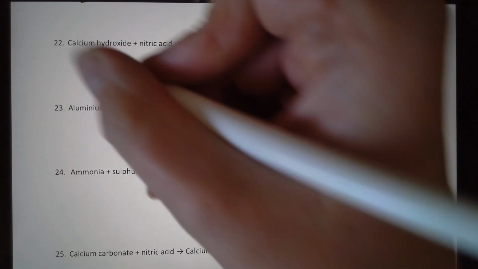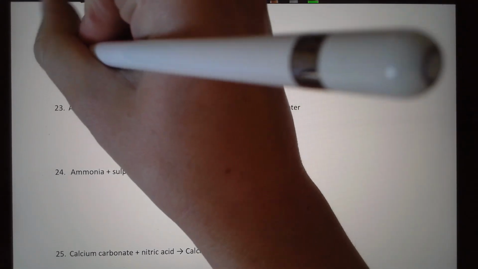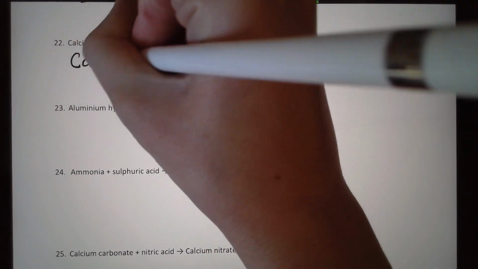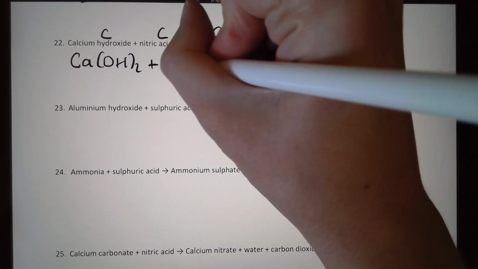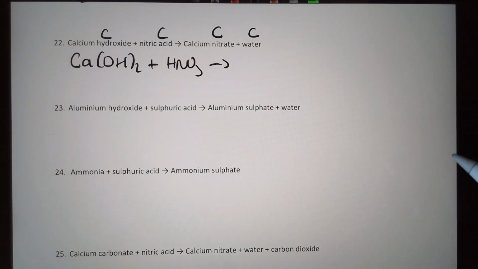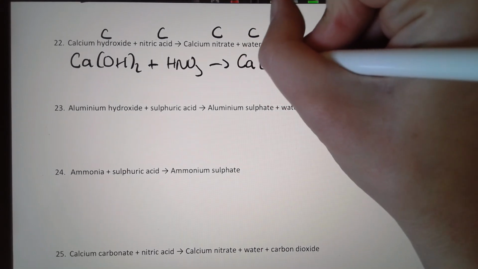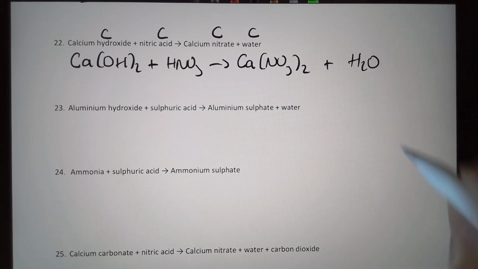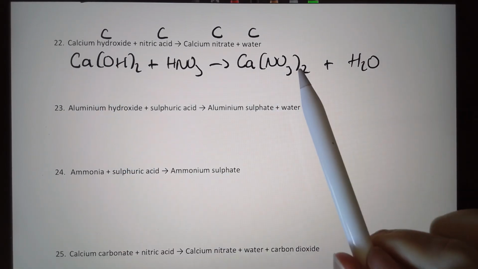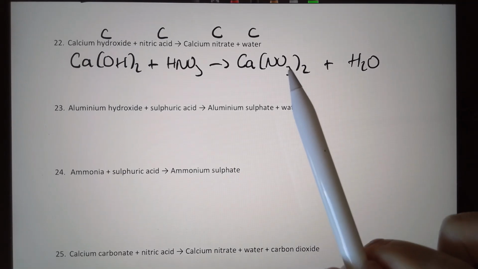Next up, calcium hydroxide. So I've got compound, compound, compound, compound. Calcium hydroxide, Ca(OH)2. I'm using charges to work that out. Nitric acid, I need to know it, HNO3. Calcium nitrate, I'm going to work that out using charges. I'm going to get Ca(NO3), and there are 2 of them. And water, H2O. If you don't know how I'm working out these formulae, please go back and watch a separate video where I go through how to work this out.